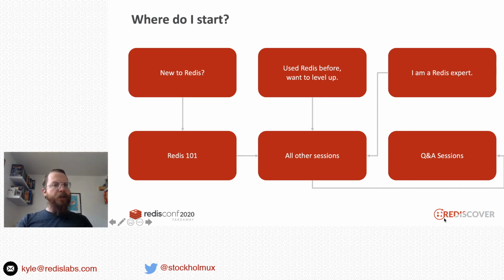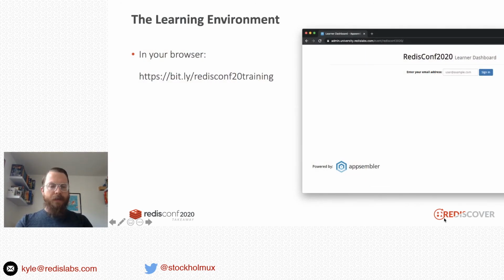Okay, now we're going to shift gears a little bit and talk about the learning environment. Today it's really great. We have a platform called AppSembler, and this platform will allow you to experiment with Redis without having to download or install it or use Docker or anything like that. Now, some of the special trainings that we have, the 3 that I showed earlier, will require some extra setup, so just be aware that they won't use this environment.